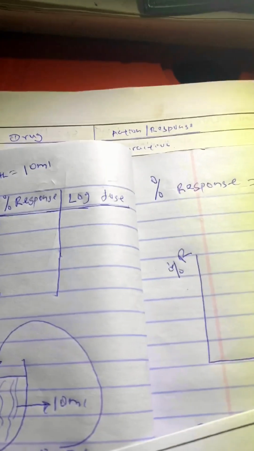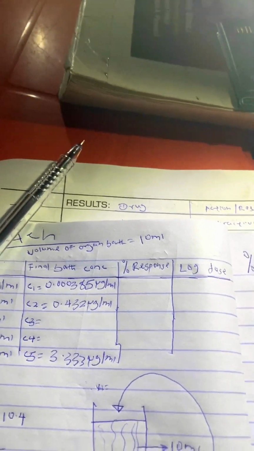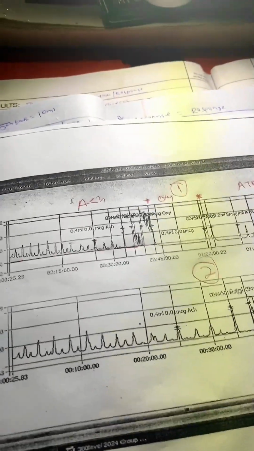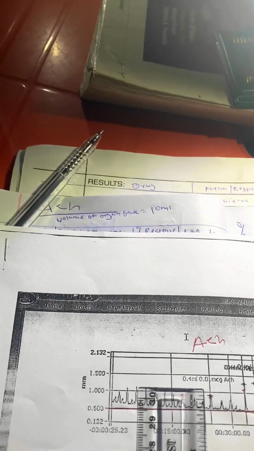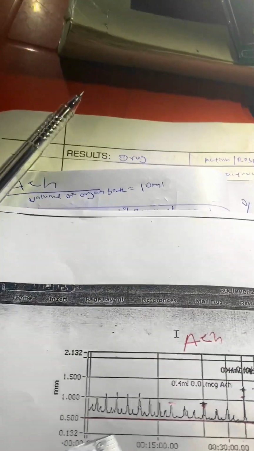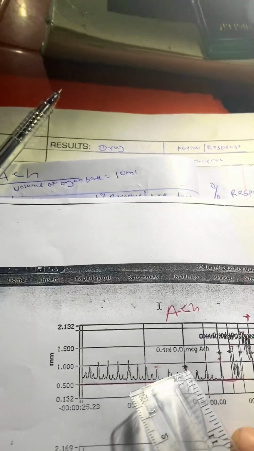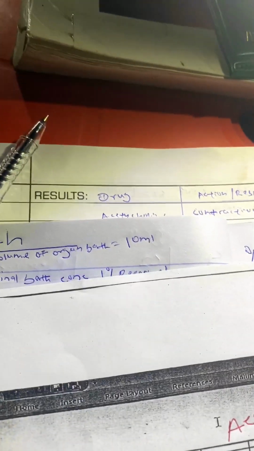All right, now to the response. How do I get response? It's very, very simple. So this was the stuff we did, this is it for acetylcholine. To get response, all you need to do is take a ruler and measure from the base. In this case, this is my base, and this is my first response on the administration of the first concentration. This was my response. So you just get your ruler, start from 0, and measure to the base.